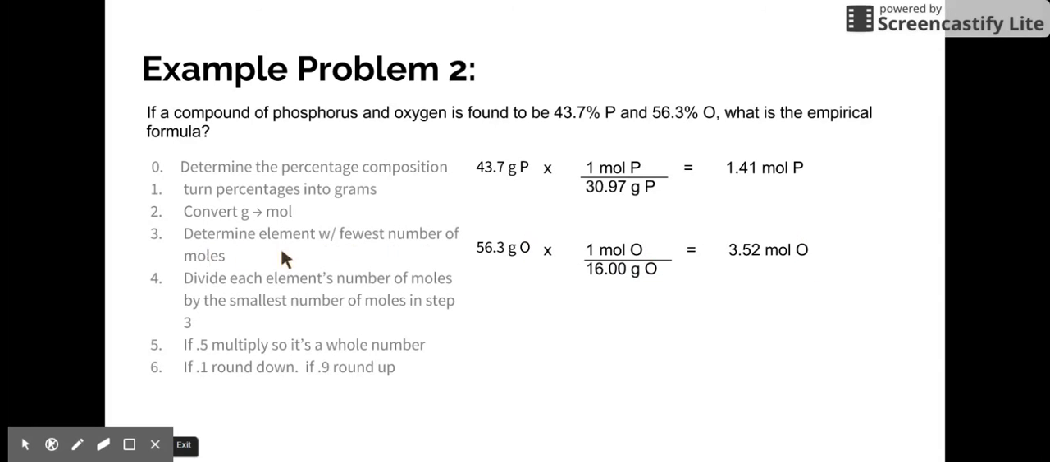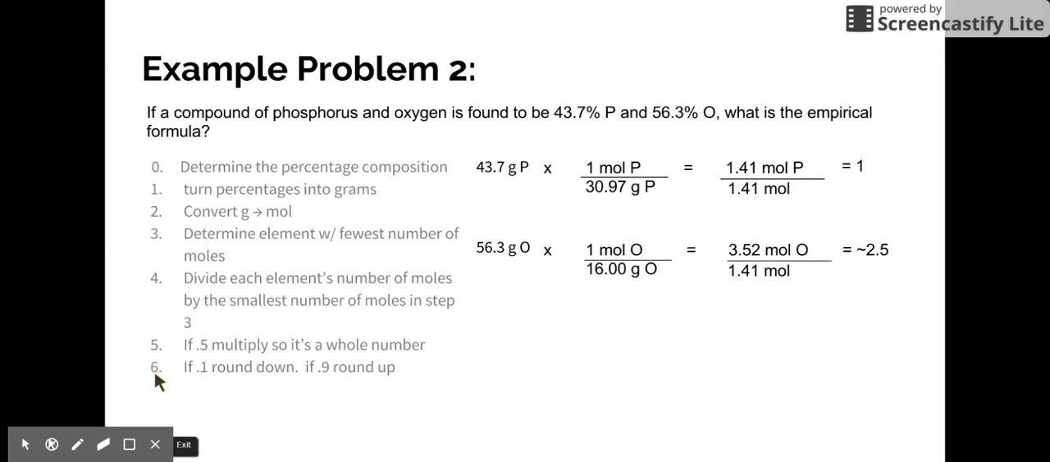Next, it says determine the element with the fewest number of moles. Well, in this case, it's phosphorus. Phosphorus has the fewest number of moles. So step 4 says take each element's number of moles and divide it by the smallest number of moles in step 3. So I'm going to take each of these and divide it by phosphorus's moles right there. That's going to give me a ratio. Now, when I calculate that out, the first one up here is equal to 1, and the second one down here is equal to 2.5.